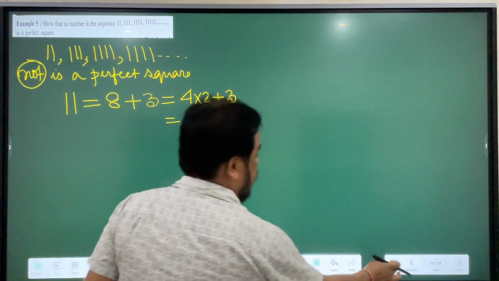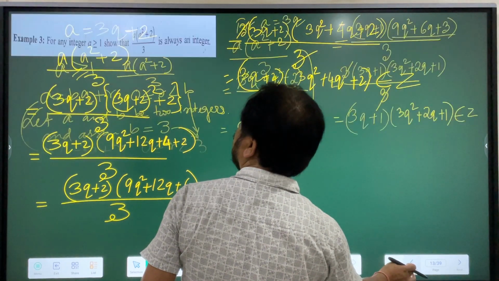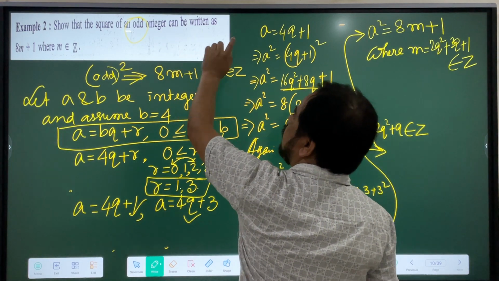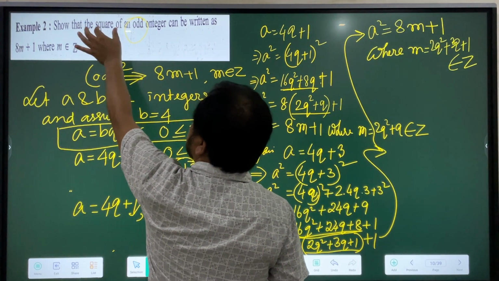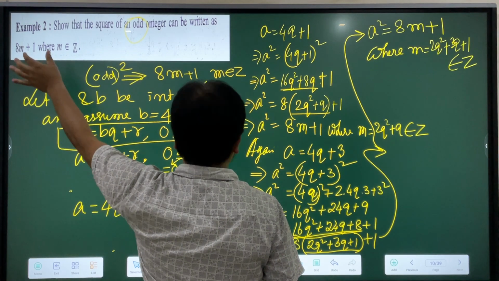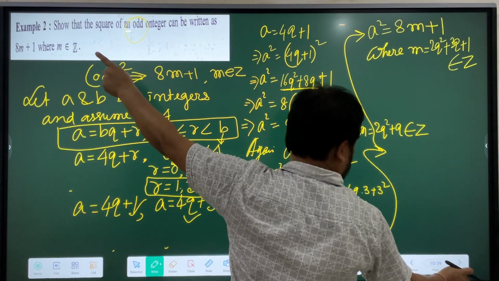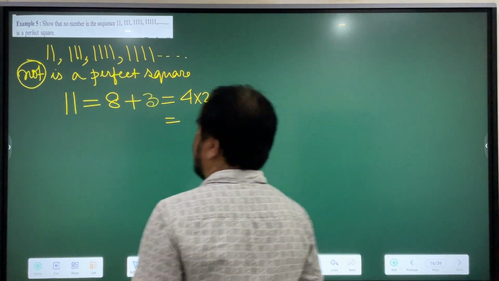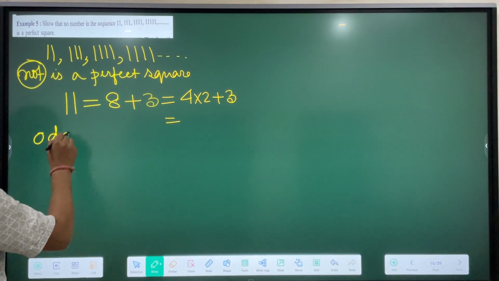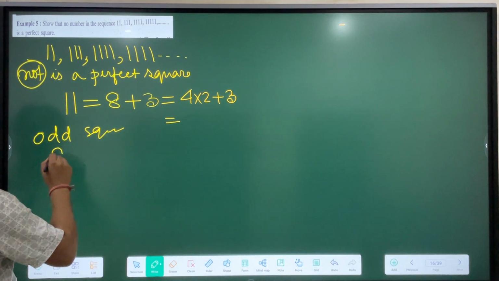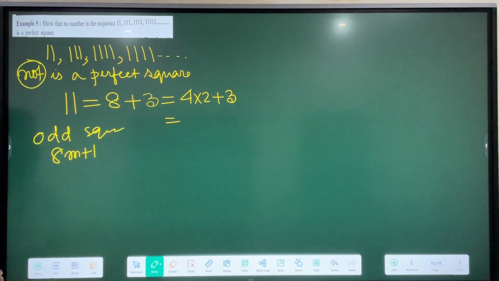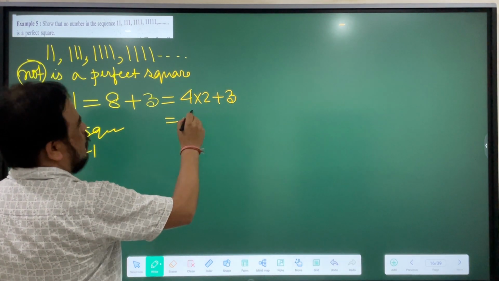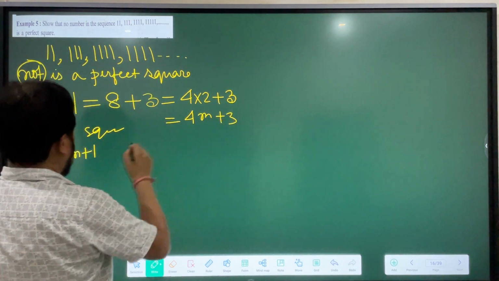Example 2, wait. Example 2, show that the square of an odd integer can be written as 8m plus 1. That means square of odd integer must be 8m plus 1. According to example number 2, 8m plus 1. For odd number, square will be always 8m plus 1. So here you have got 4 into 2 plus 3. Means 4m plus 3. Not 8m plus 1.